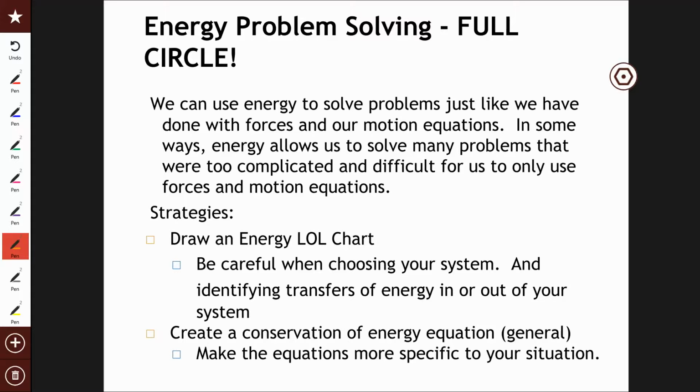Some strategies, things that we want to remember. If we're going to solve a problem using energy, we probably want to draw an energy LOL chart first. That helps us identify the different types of energy, how much, and how the energy transfers into or out of our system. Then we write our conservation of energy equation and make it more specific for our situation. If I start with the original equation of initial energy plus any energy transfers equaling final energy, I'll never figure out the spring constant. But when I make it specific and talk about what types of energy transfers there were and what types of energy we start with, it becomes easier.